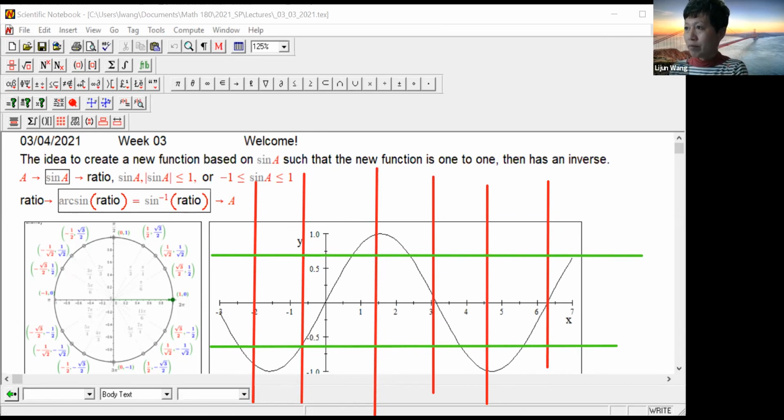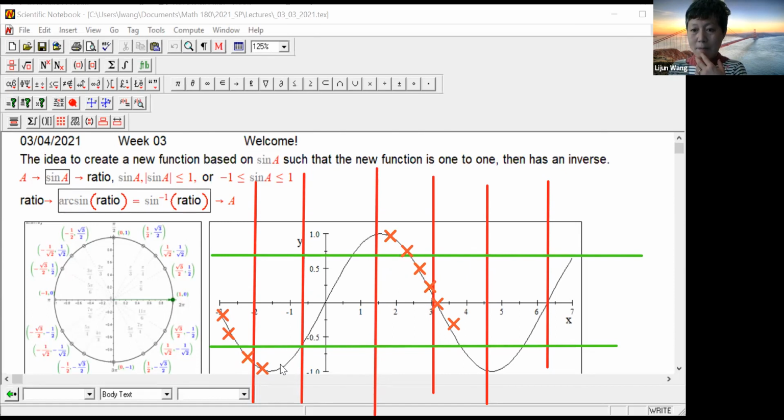Yesterday, my proposal was truncating, starting from here, truncating all of these. So after that truncation, if you look at this piece, does it pass both the vertical line test and the horizontal line test?